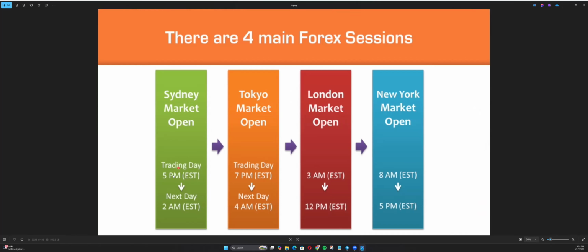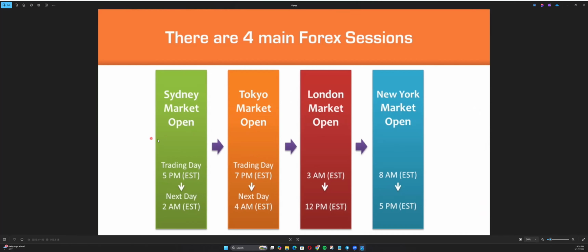Sydney opens at 5 p.m. Eastern time and closes at 2 a.m. Eastern time, while Tokyo is 7 p.m. to 4 a.m., London 3 a.m. to 12 p.m., and New York 8 a.m. to 5 p.m. So you see New York is closing at 5 p.m. and Sydney is opening again at 5 p.m. You understand? So it goes round and round. As this one closes, it starts all over here.